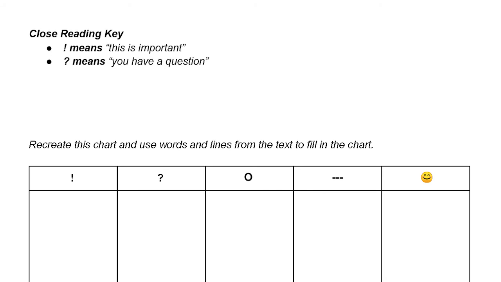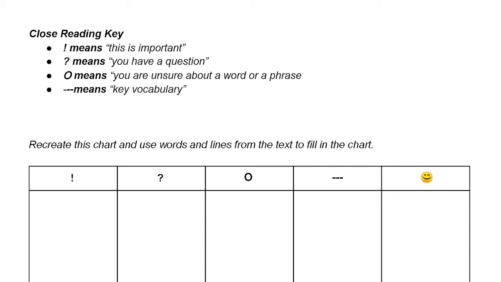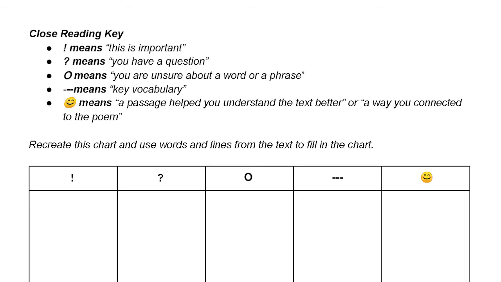The question symbol means that you have a question. The circle symbol means you are unsure of a word or phrase. The underline symbol means this is key vocabulary. And the smiley face means that it helps you better understand a passage, or maybe that you're more connected to a specific section.